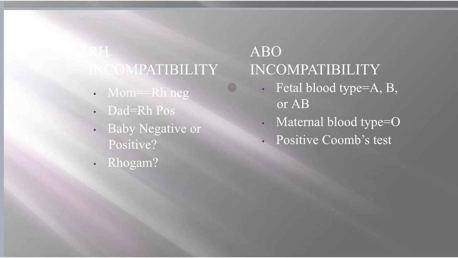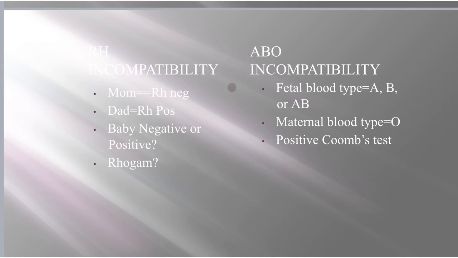So she's going to get the RhoGAM shot. With ABO incompatibility, if I recall correctly, if mom's type O, there's pretty much no chance of that baby being AB. So typically we won't have an issue because AB would not be developed. But if dad is A, dad is B, there's a chance that that baby could be A or B. Same kind of concept. Mom will develop antibodies against the baby, and it can cause high levels of bilirubin. There's not a whole lot we can do with it. RH incompatibility tends to be worse.